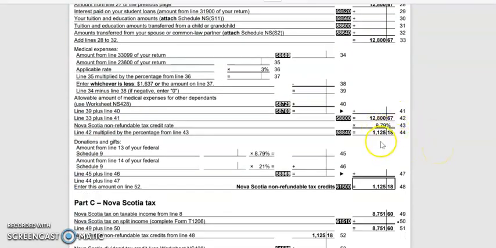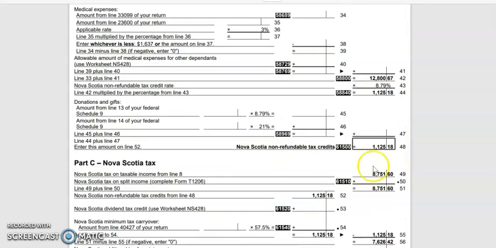So when we multiply the 8.79% by the $12,800.67, we come up with the amount of $1,125.18. We don't have donation and gifts, so we carry that down, and that is the amount of our Nova Scotia non-refundable tax credits.